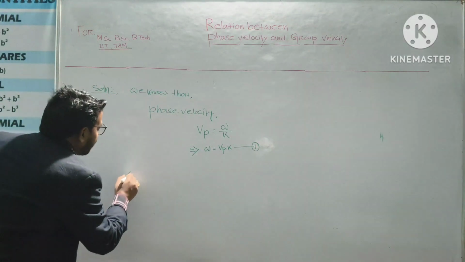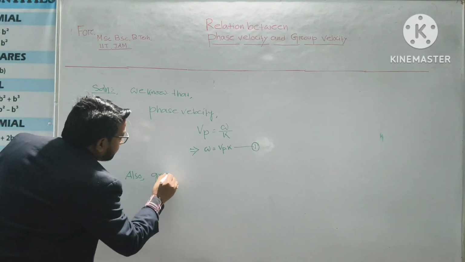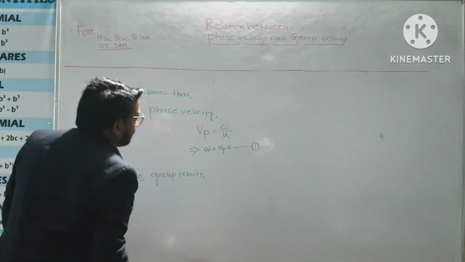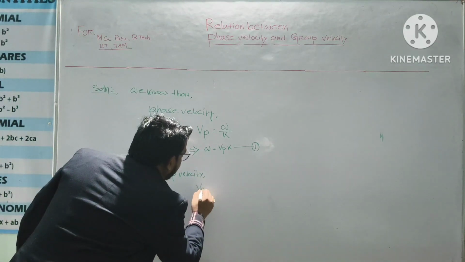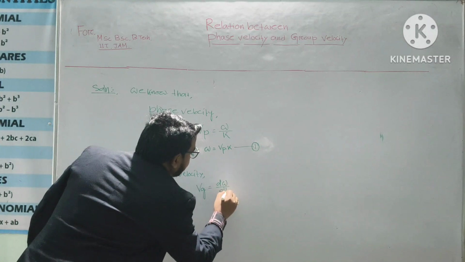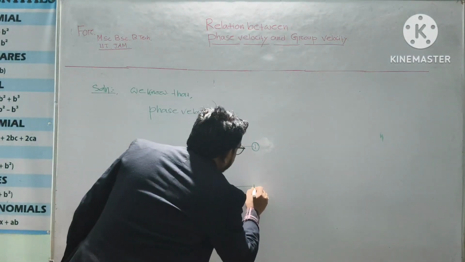Also, group velocity Vg equals d omega divided by dk. So suppose this is our second equation.